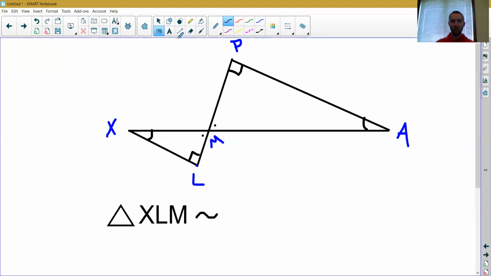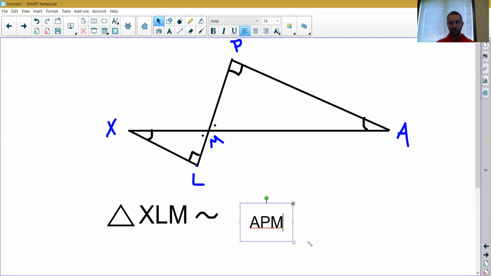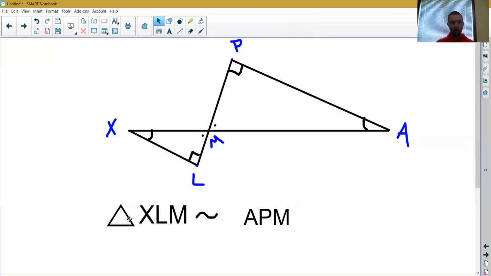XLM is congruent to, or excuse me, is similar to, well, X angle is congruent to A. So I'm going to start with A. And then L is congruent to P, so I'll go P. And then M, I guess, is congruent to also M, right? They're the 2 different angles at that same point. So I'll do that, APM. Okay? So again, we want to be really careful about the order of our points, especially when our triangles are sort of flip-flopped around or like mirrored or flipped over or turned or something like that. We have to be very careful about where our points are at, all right?